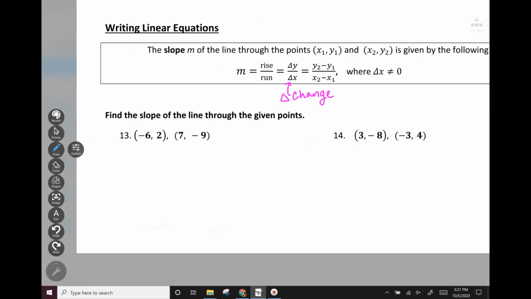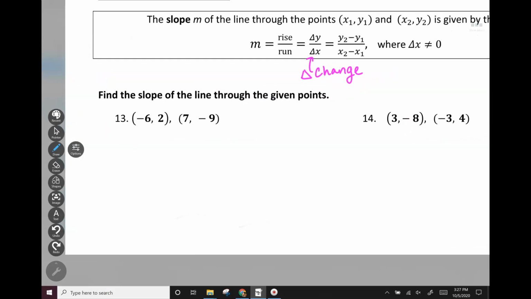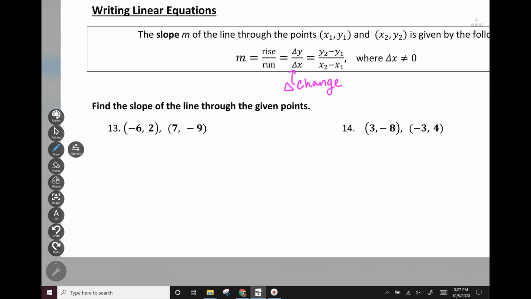All right, so let's just try this a couple of times. Find the slope of the line through the given points. M equals y2 minus y1, so you can label these if you need to. Okay, so now the order actually doesn't matter. I could have labeled this just as easily x2, y2, x1, y1. The order does not matter as long as you keep the coordinates of the same point together.